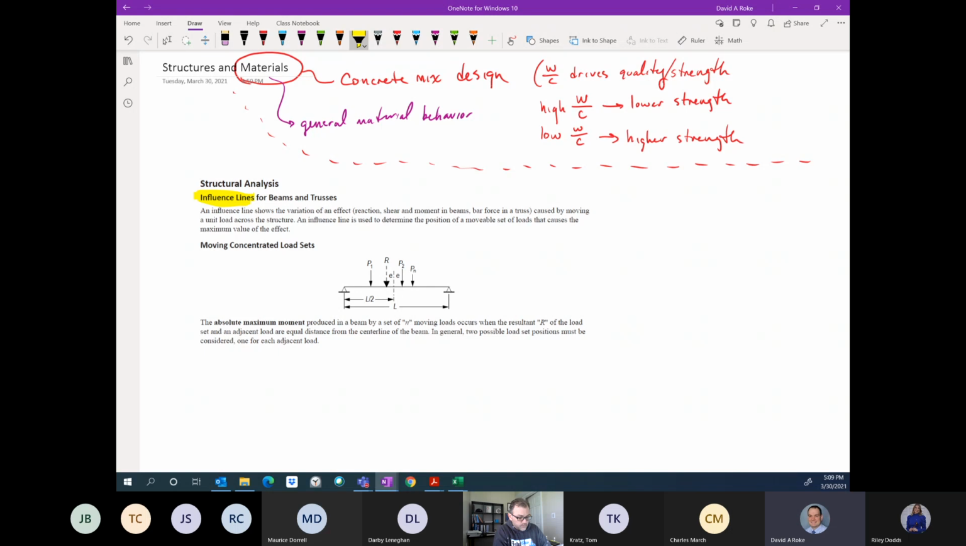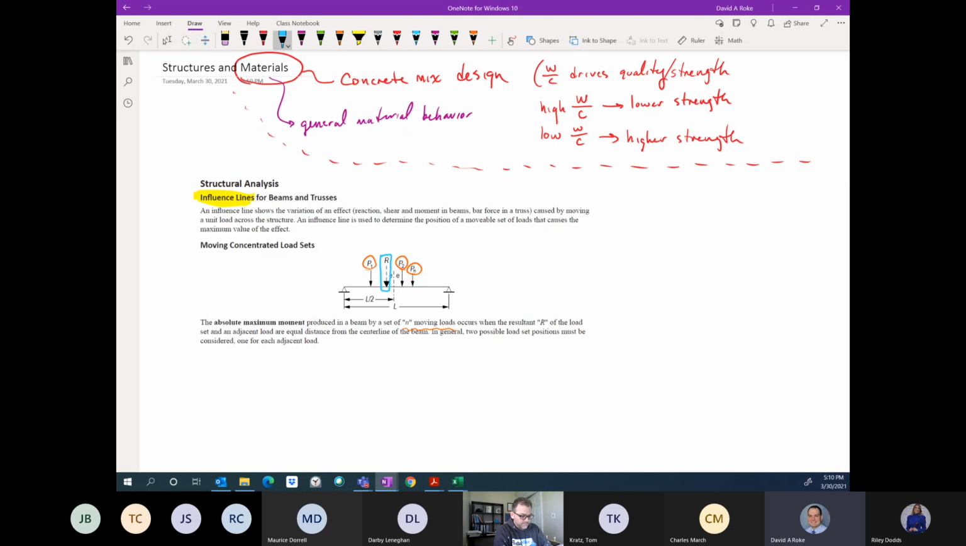Influence lines are very much related to this moving set of concentrated loads. Here, we've got these loads P1, P2, up to Pn, so there are n moving loads. This is all about determining the magnitude and position of the absolute maximum moment produced in the beam. We have a simply supported beam, and what you have to do is position the resultant R so that the center line of the beam is equidistant from the resultant R and one of the adjacent forces.